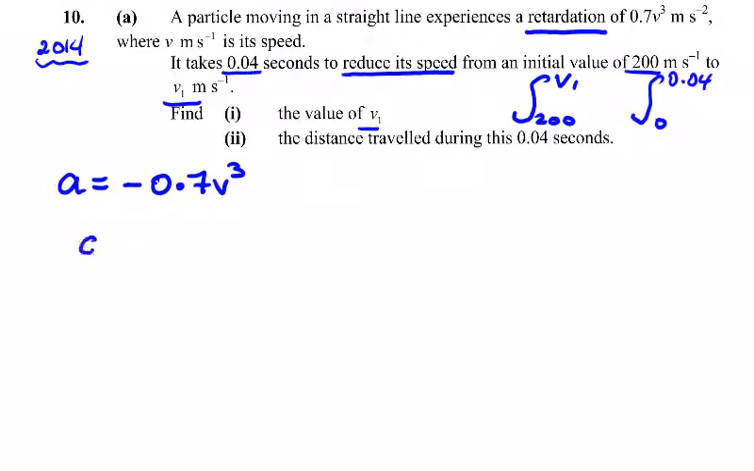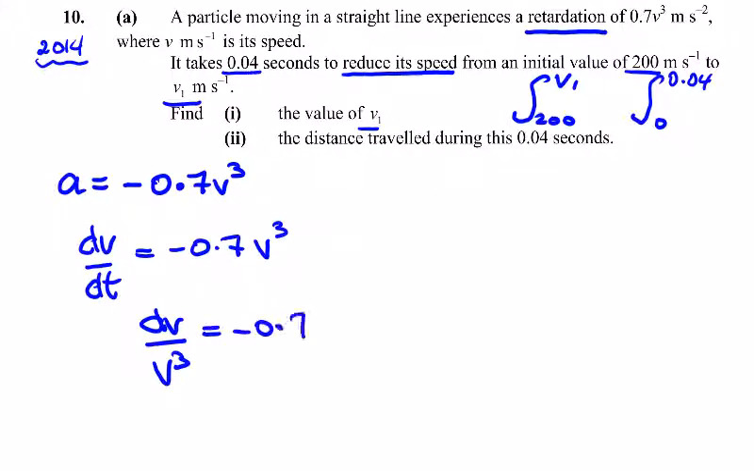dv dt is my acceleration. We're dealing with velocity and time. dv dt is equal to minus 0.7 v cubed. So dividing by v cubed, we can get dv over v cubed is equal to minus 0.7 dt. And we can integrate these. We can put the integral before or after, it doesn't really matter. Between 200 and v1, and between 0 and 0.04.